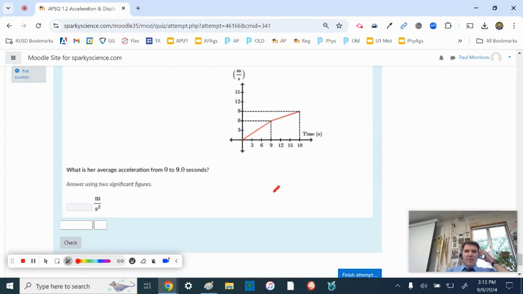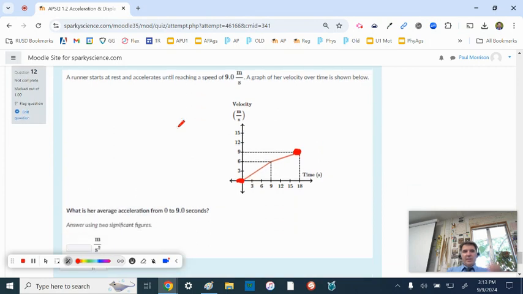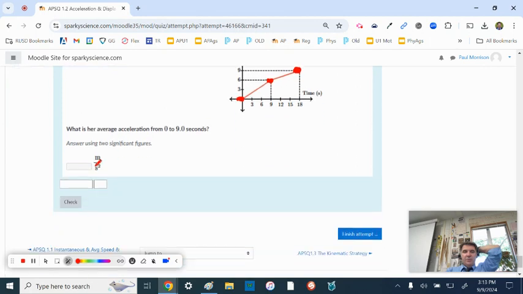I like this one. Average acceleration from 0 to 9, right? Even though there's two slopes here, there really is only one slope, the overall slope. And so the average acceleration is just the overall slope between those 2 points. This middle point doesn't really matter too much. It'll be an average slope.